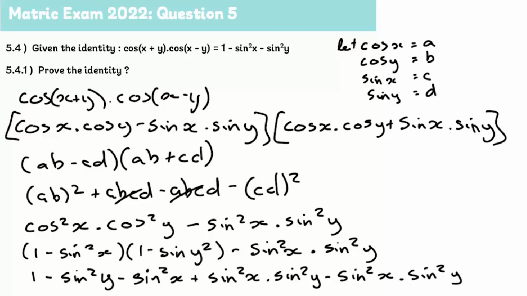So let's have a look. Is there another one? No. Is there sin squared y? No. Is there sin squared x? No. But then you'll see that these two are exactly the same, except one is a plus and one is a minus. Therefore, they cancel out. And if you look over here, that is exactly what they want in your answer: 1 minus sin squared y minus sin squared x.